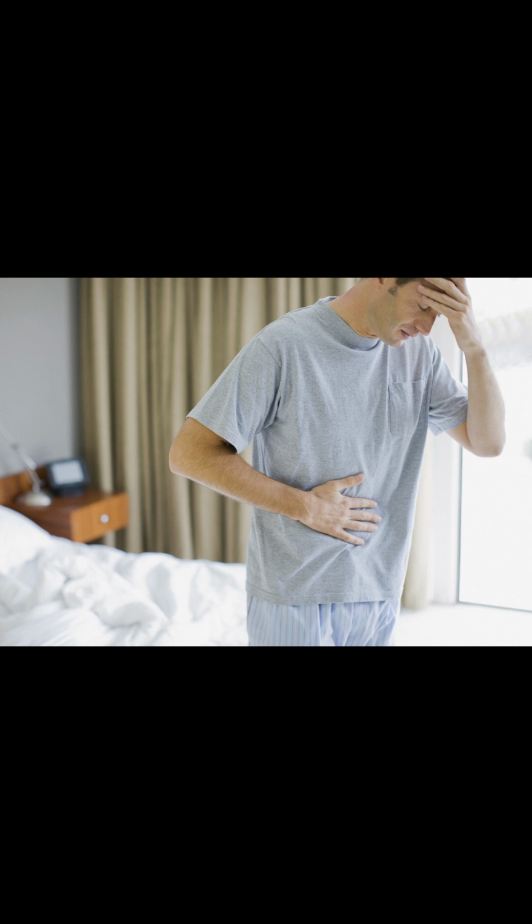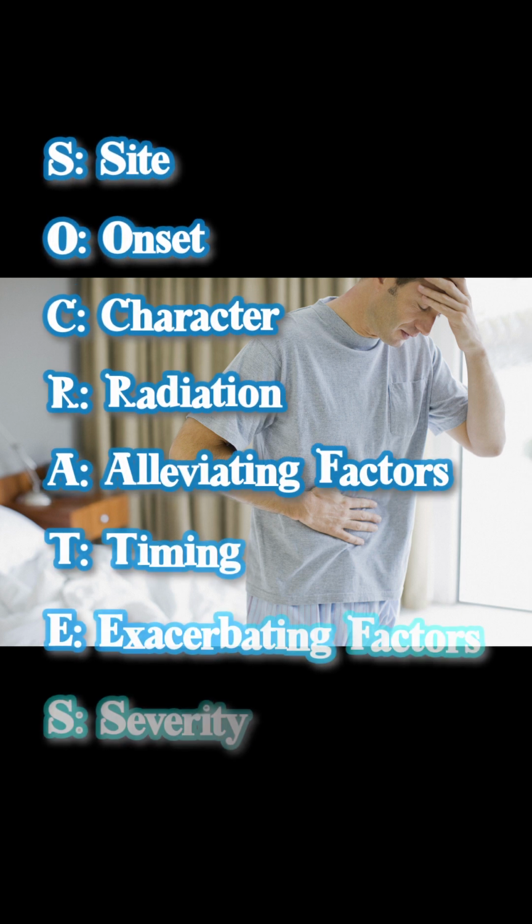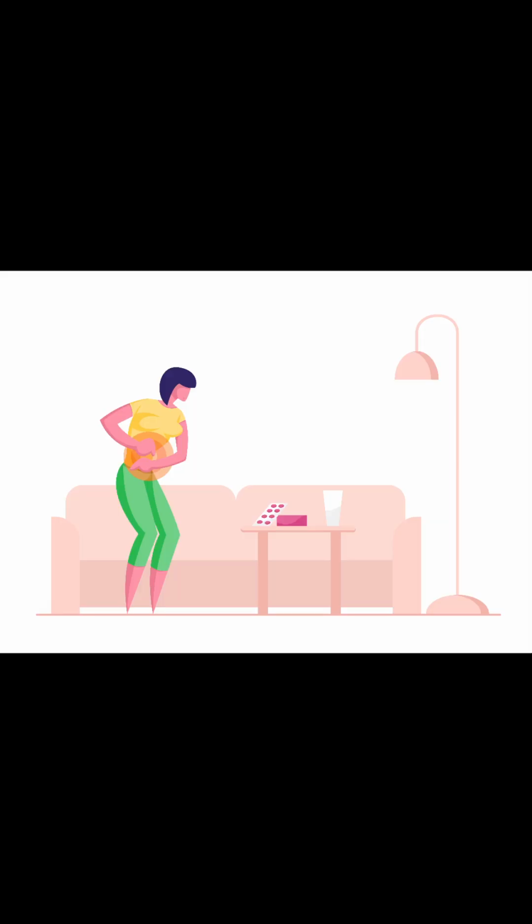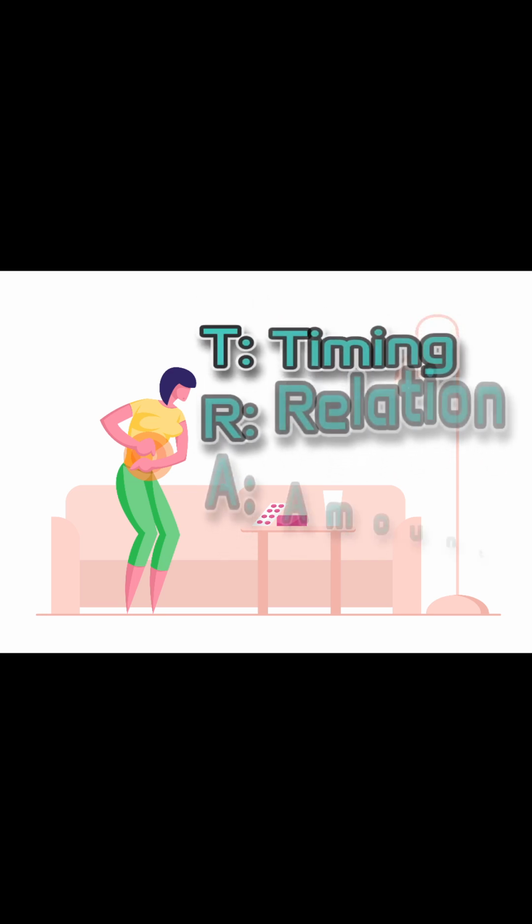For pain, you can ask the site, onset, character, radiation, alleviating factors, timing, exacerbating factors, and the severity of the pain. If the patient complains of discharge from any part of the body, that is vomiting, diarrhea, bleeding, or sputum, then you can use the mnemonic TRACK.